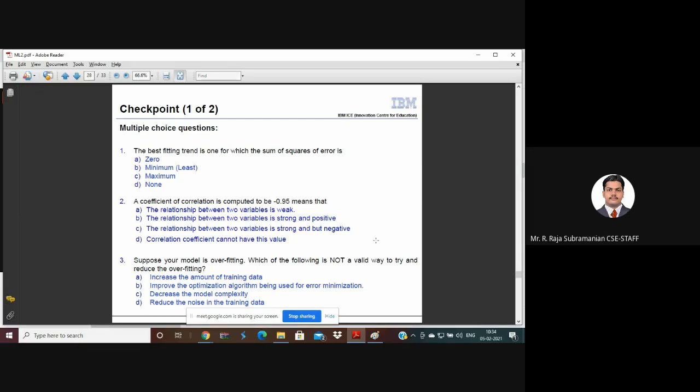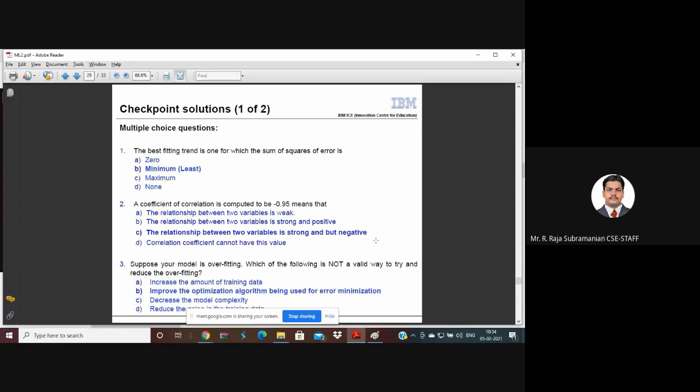Right. Next, the coefficient of correlation is computed to be minus 0.95. Means that. But before saying the answer, I will say what the coefficient of correlation is. There is a small difference between r squared and this. r is nothing but the coefficient of correlation. R squared is the coefficient of determination. Now you can tell me the answer. Yes, the relationship between the two variables is strong but negative, right?